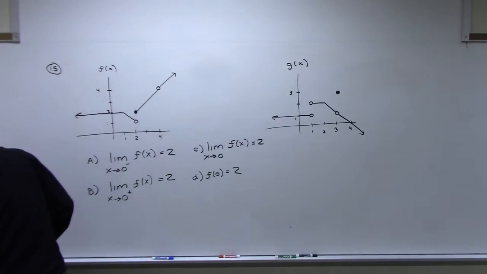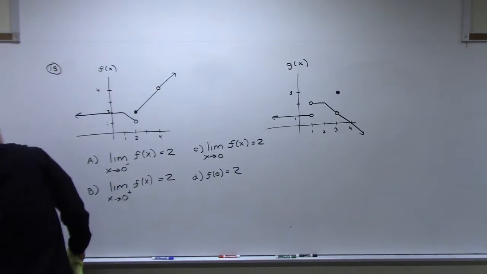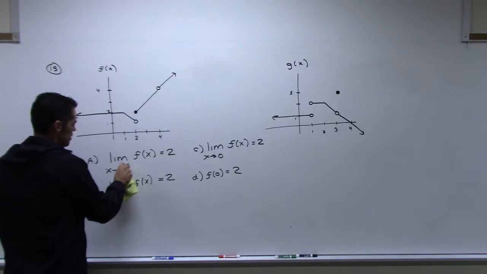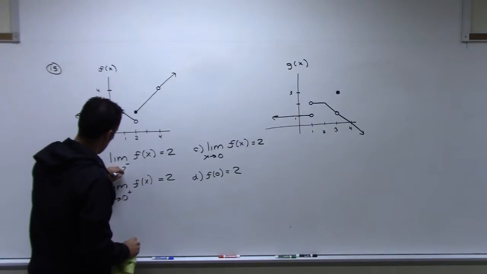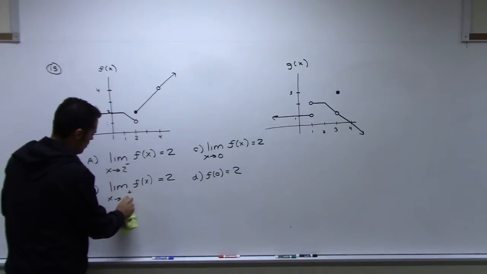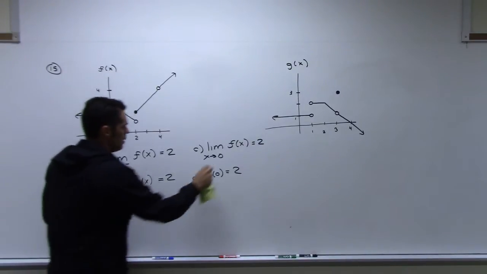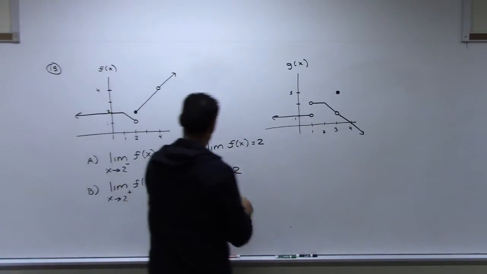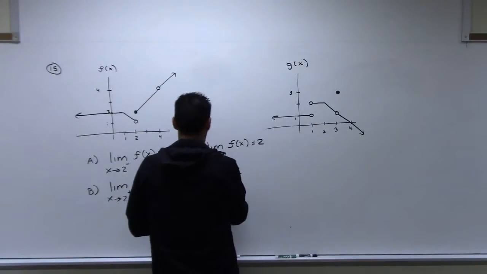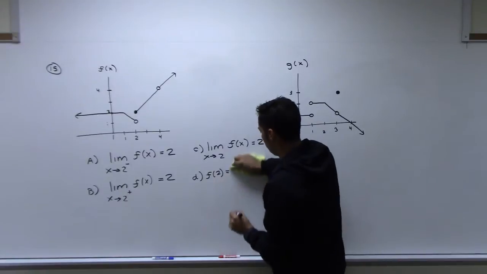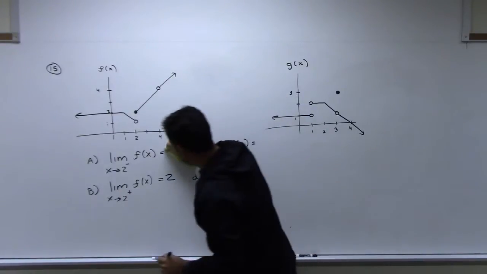And the first one, all that's going to change is that this is going to be 2 from the left, 2 from the right, 2 here, and 2 in here. And what we need to do is figure out what these answers are.